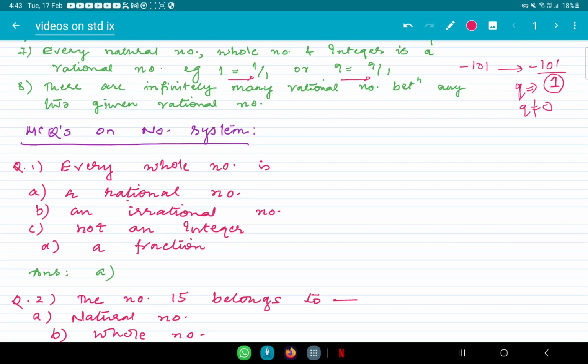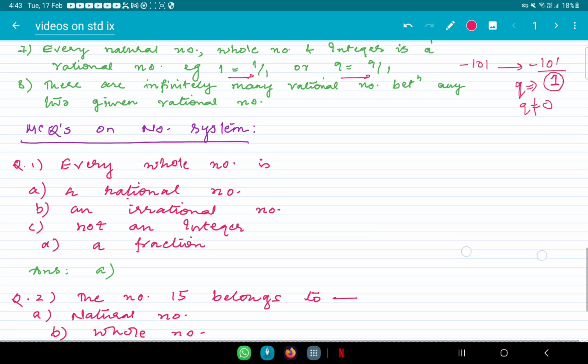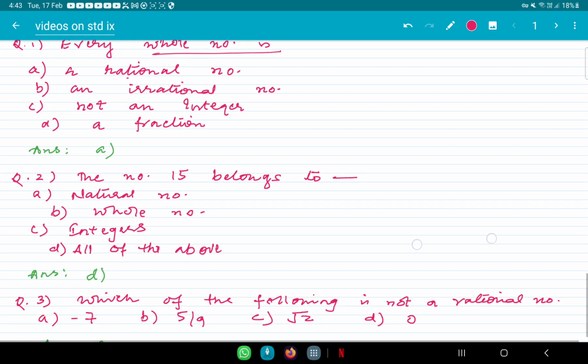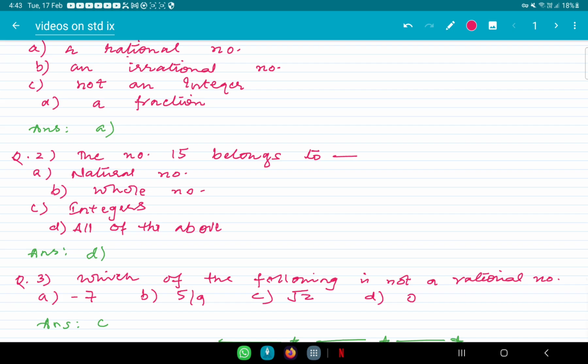Now there are some MCQs based on the number system. So first is: every whole number is a rational number. Yes, every whole number means we have already seen 0. 0 is a rational number, and other digits 1, 2, 3 or any other, they can all be represented in the form of p/q. The number 15 belongs to, it can come in the form of natural number, yes, whole number, yes, integers, yes. So all of the above.